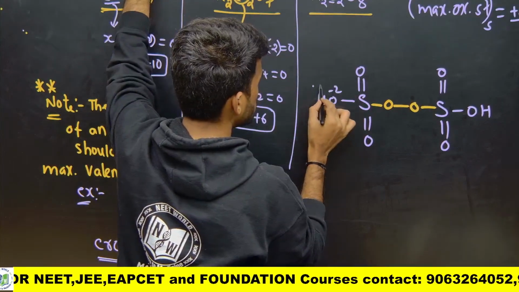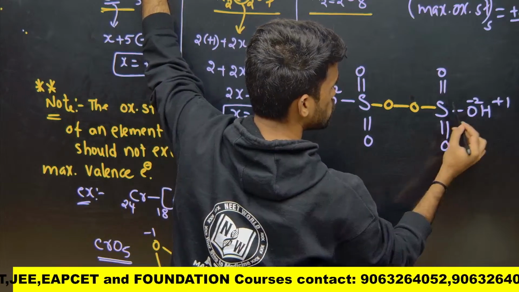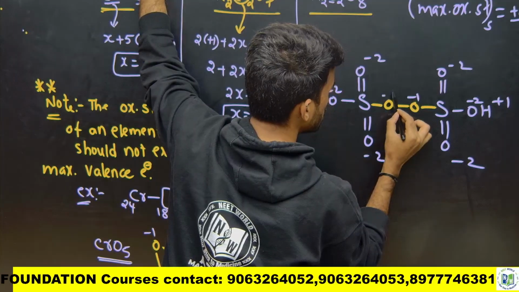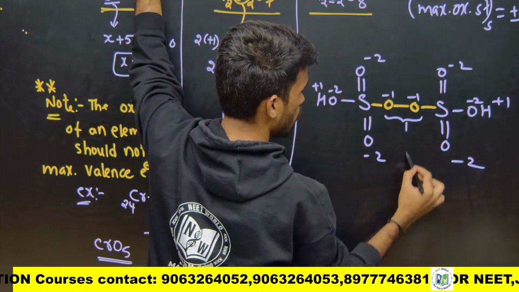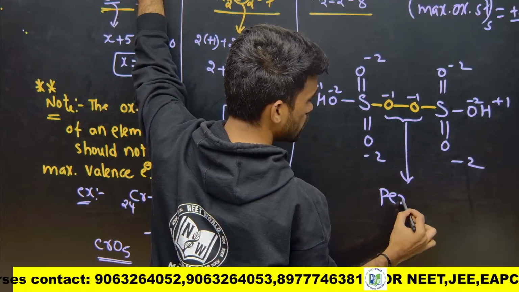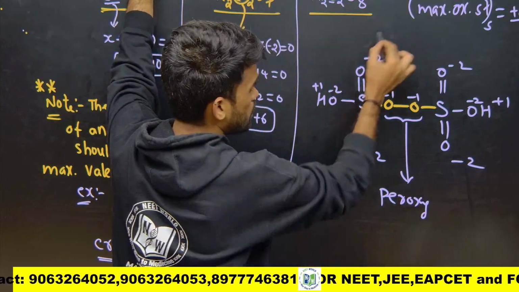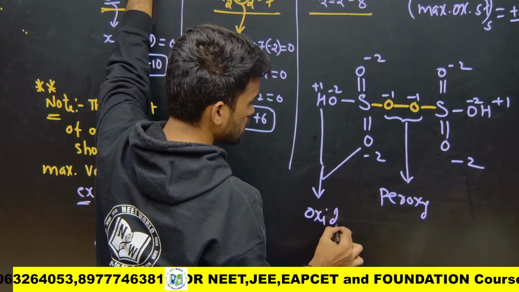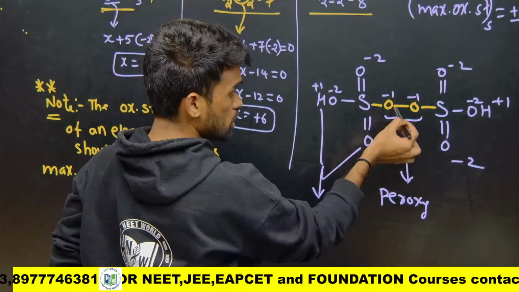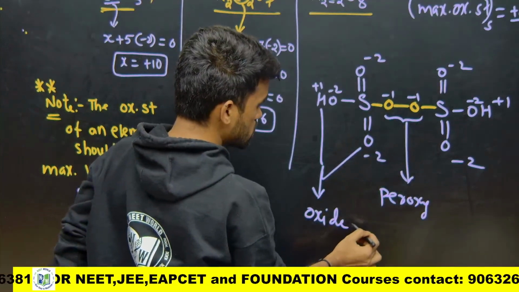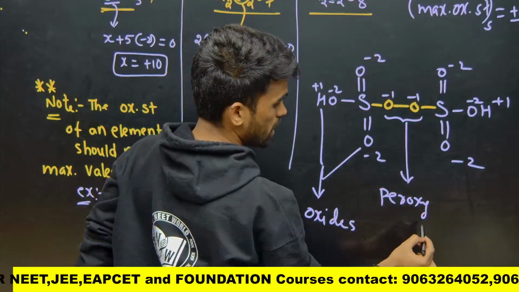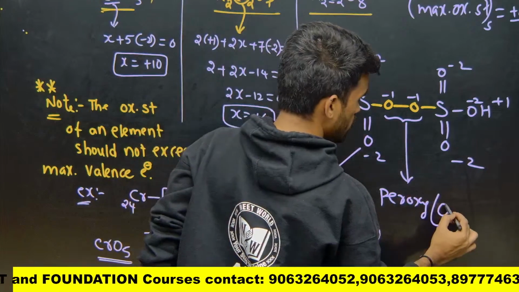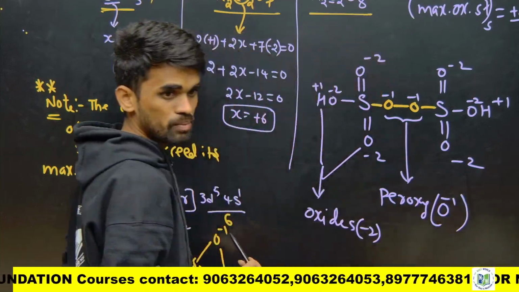So this is -2, this is +1, here also +1, this is -2, here -2, -2, -2, -2, and these are -1, -1. So these oxygens are peroxy, and the normal terminal oxygens are just oxides. So the peroxides and the oxides: oxides will have oxidation state -2, and peroxides will have -1. Each peroxide oxygen will be -1.